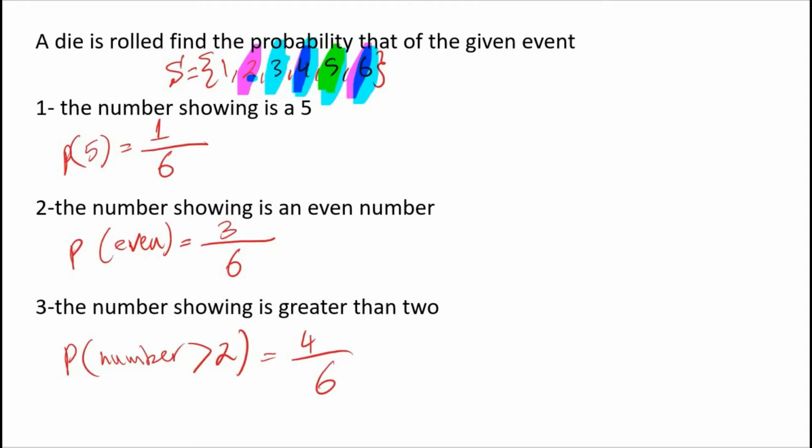In this case, I'm not counting 2 because it doesn't say greater than or equal to 2. So I excluded the 2 and counted strictly the numbers that are greater than 2.